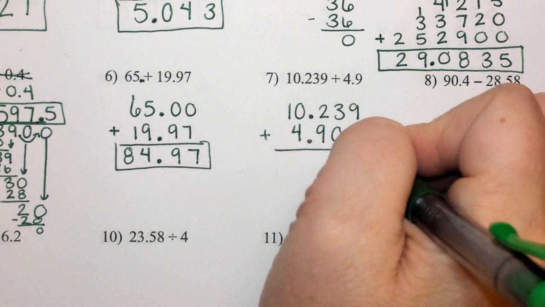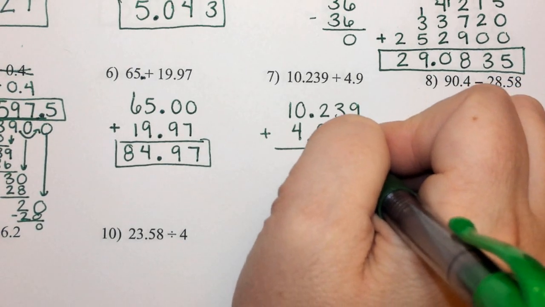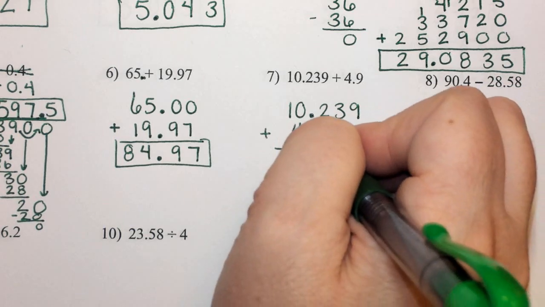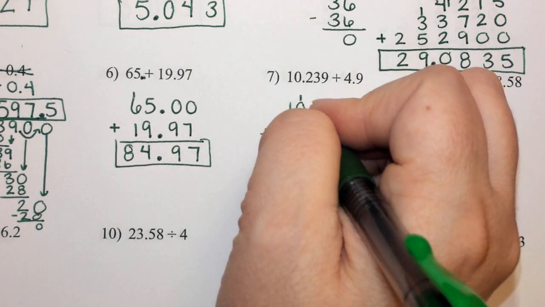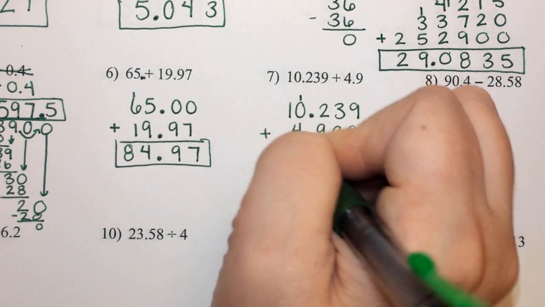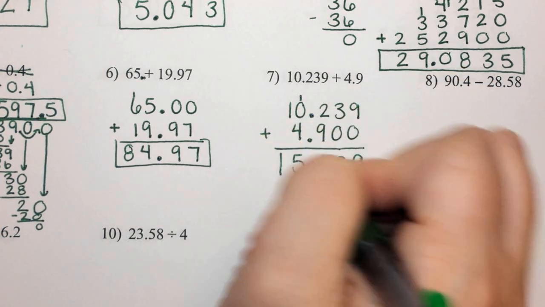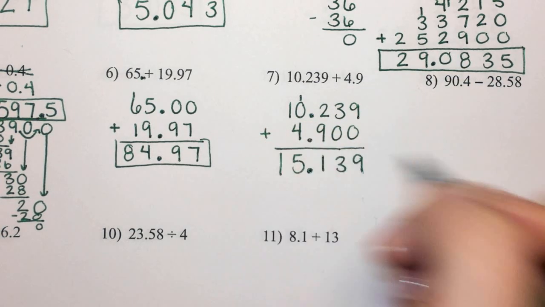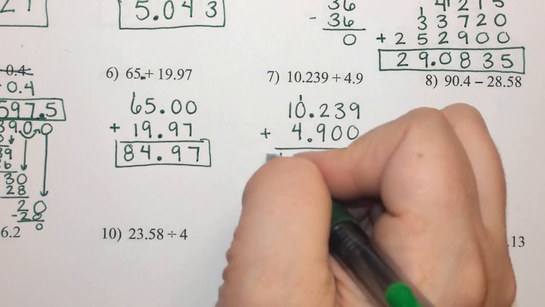9 plus 0 is? 3 plus 0? 2 plus 9? Carry our 1. 1, 0, and 4? And 1 with nothing is? All right, make sure you bring your zero down, your decimal down in a straight line.